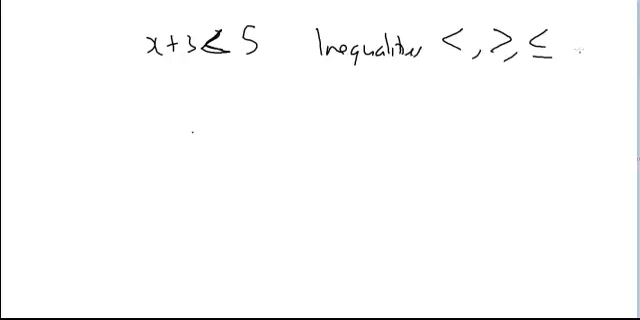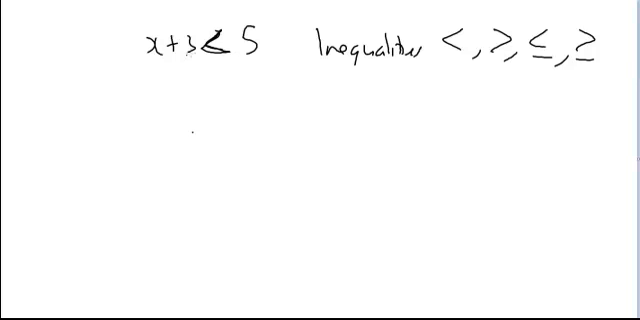Finally, we also have inequalities. So you might have x plus 3 is less than 5. So inequalities are where you have less than, greater than, less than or equal to, greater than or equal to. The thing to keep in mind is that if you multiply both sides by -1 or by a negative number, you've got to flip the direction of the inequality.